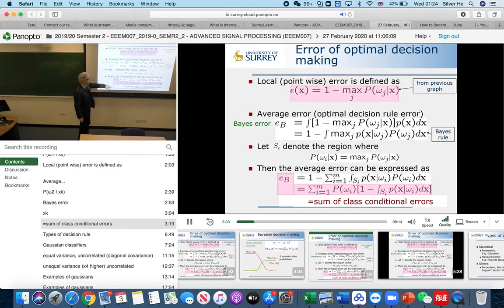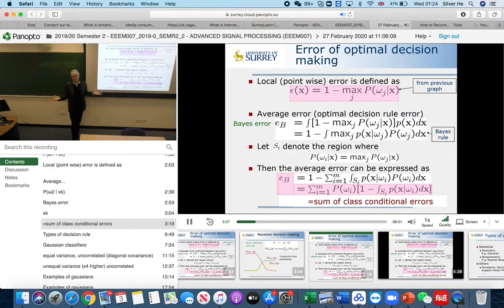Here we can express it in a slightly different way as well. It's in terms of the class conditional errors and the average of those. Here we've got the averages over all the points. Here we've got the average over all the different classes. So there are different ways that we can view this. But the key point for this Bayes error is really that this is the theoretical minimum.